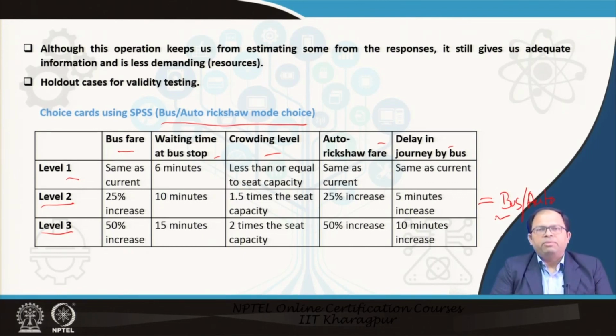And we will give a demonstration of how to create these choice cards using IBM SPSS Statistics software. Just one thing: in addition to creation of these choice sets, we also create something called holdout cases. That means we also add a few more combinations than the ones that are finally chosen by this software. So we instruct the software to create some more cases. We don't take choices of the users for those cases, but we test the validity of the design using them. So these are called holdout cases.